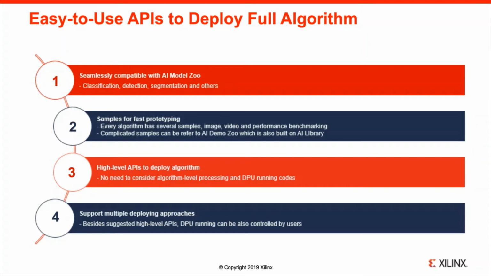Okay, the last one, support for multiple deployment approaches. The Vitis AI runtime APIs are fundamental APIs. Users could always refer to them to build up their own applications. And we have also provided the AI library high-level APIs. Users could use those to achieve higher performance. Because the high-level APIs are completely open source, users could also modify them to build up the application. They're all supported.